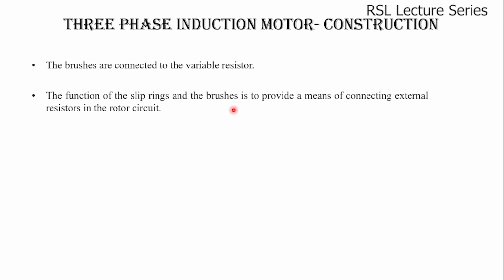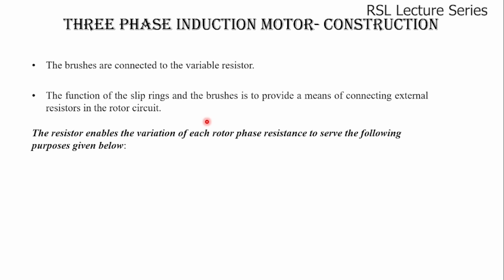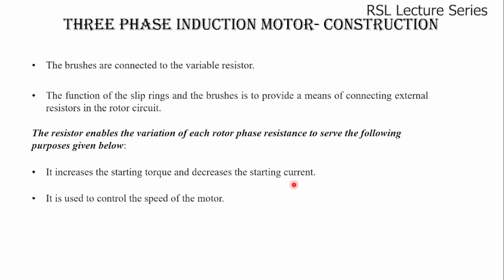The function of the slip rings and brushes is to provide a means of connecting an external resistor in the rotor circuit. The main purpose of these two is to enable external resistance to be added to the slip ring rotor. Why do we need external resistance? Because it increases the starting torque and decreases the starting current, and we can also use additional resistance for speed control of the motor. These are the two main purposes: during starting and for speed control.